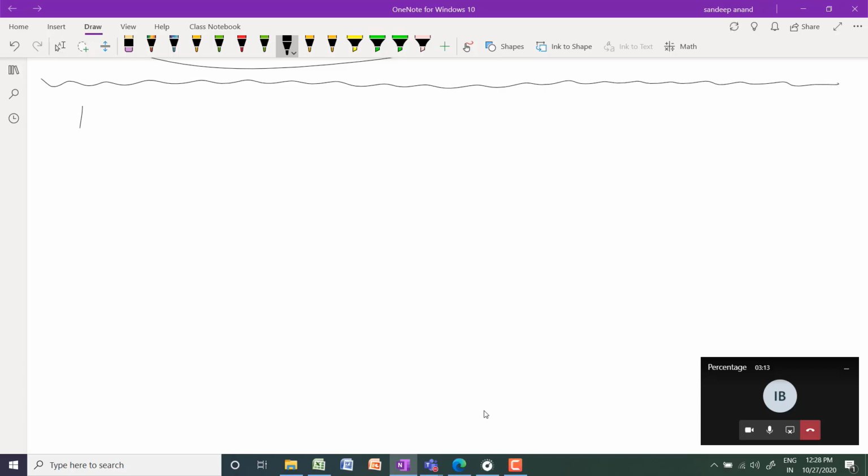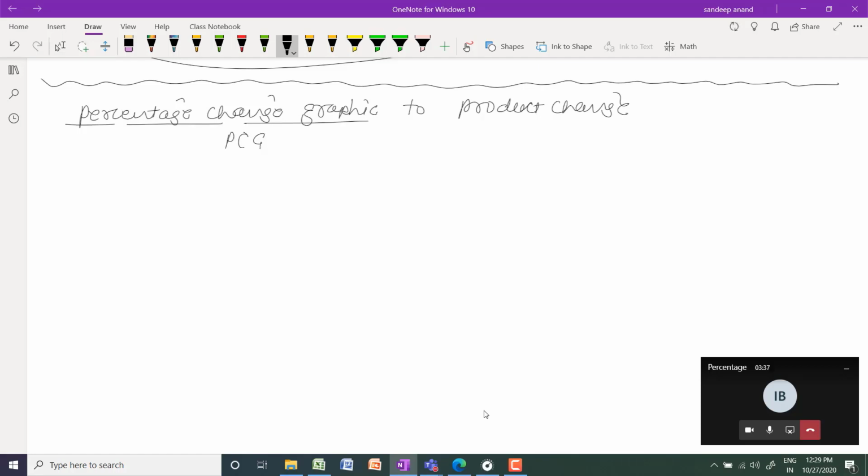Now in percentage change graphics, I'm going to tell you how we use this percentage change graphic, which is PCG, for product change. When there is a product of two values, how does the percentage actually change? Product means the multiplication of two numbers or more than two numbers.